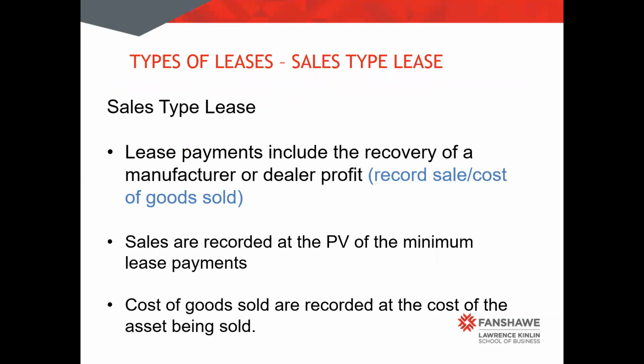In a sales type lease, lease payments include the recovery of a manufacturer or dealer profit. So there's a sale and a cost of goods sold associated. So sales are recorded at the present value of the minimum lease payments again. The cost of goods sold are recorded at the cost of the asset being sold. This is a situation where we actually provided an asset or purchased an asset with a lease stream associated. So there are two pieces: an asset, or the cost of goods sold, and a lease associated.